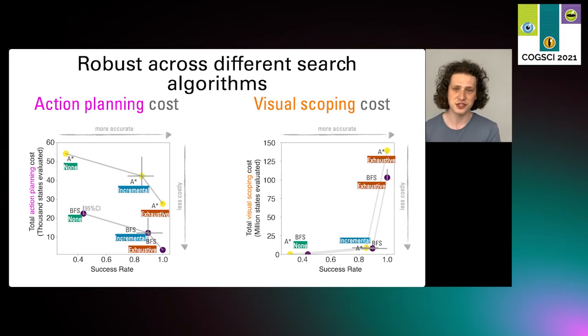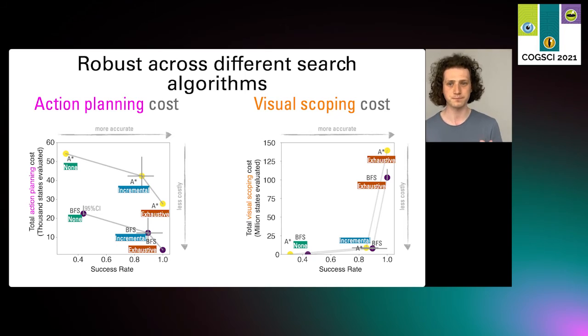There are different ways to search the graph, and I showed you the results using breadth-first search look-ahead, a classical search algorithm. To show that the effect of scoping is robust across different search algorithms, we ran the same models using different graph search algorithms. Here, you see the same plots with A-star look-ahead included. Same general pattern holds, indicating that the effect of visual scoping is robust and does not depend on particularities of the search algorithm.